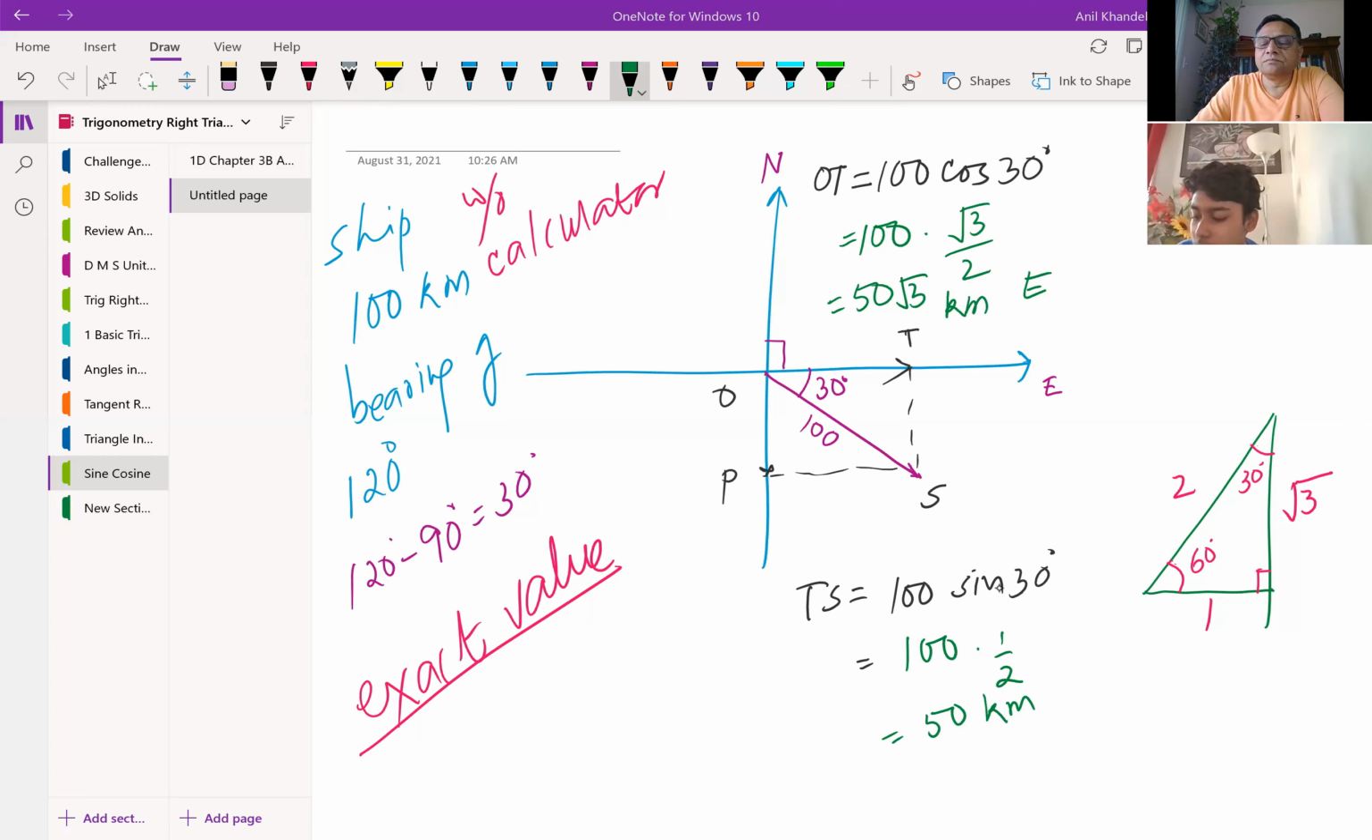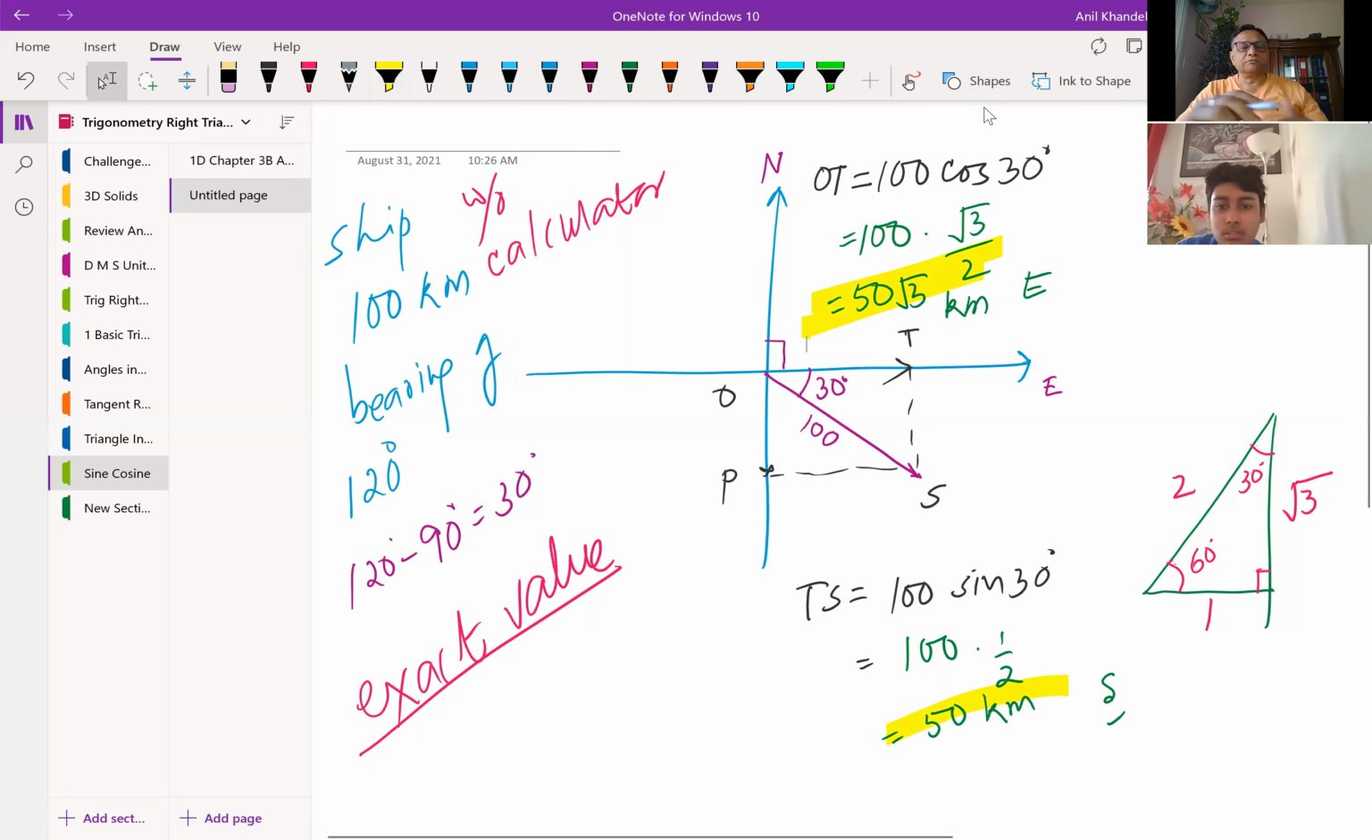Sir, I got 50 kilometers and 50 square root 3. You are absolutely right. That means, Rohan, you've understood all the concepts. So let me tell the whole answer in a proper sequence, or would you like to share? Okay, tell me, what was your approach and how did you find the answer?